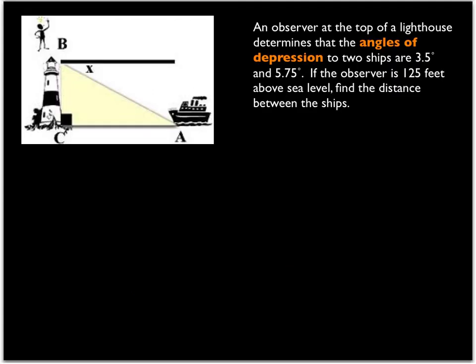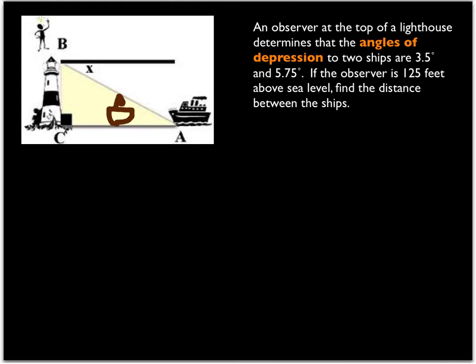So let's say we have some observer here at the top of a lighthouse, there it is right up there, and the angles of depression to two ships. You only see one ship there. I'll see if I can draw in my other ship here. There it is right there. Nice looking ship. And so your angles of depression to the two ships are 3.5 degrees and 5.75 degrees.